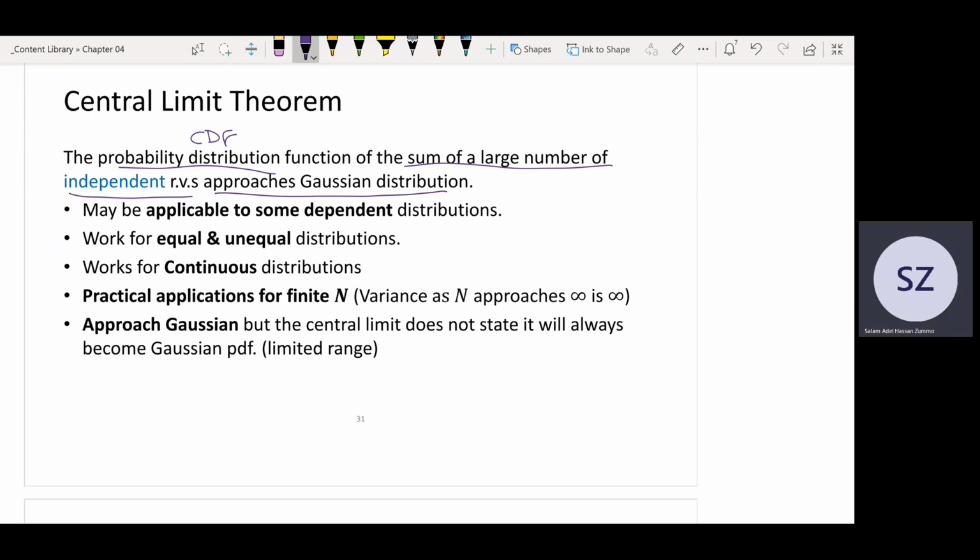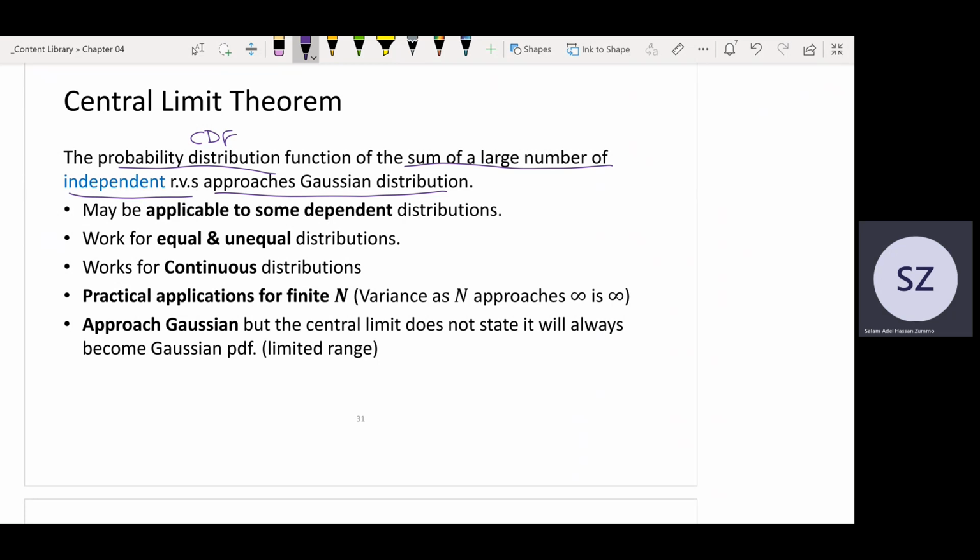We're not going to do n-1 convolutions. If you have a sum of a large number of independent random variables, the CDF of the sum will approach the CDF of a Gaussian. Okay.